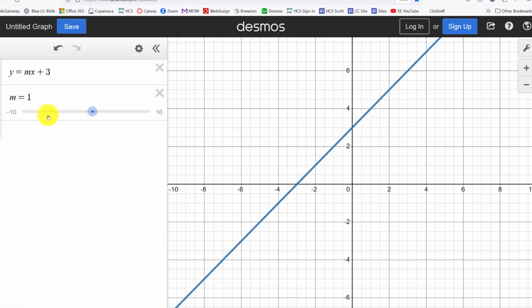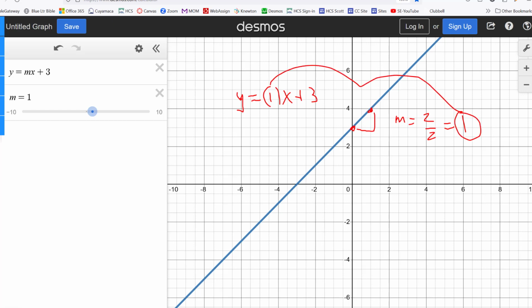So I'm going to create this thing called a slider. And M can be any number between 10 and -10. So M is 1, and if we look at 1, we're going to see the slope is 1. All right, so this is like saying our equation, M is 1, y = 1 times x + 3. And if we take 2 points and we count over 2, up 2, M is 2 over 2. It equals 1. So when we make 1 in the equation, we get 1 in the slope.